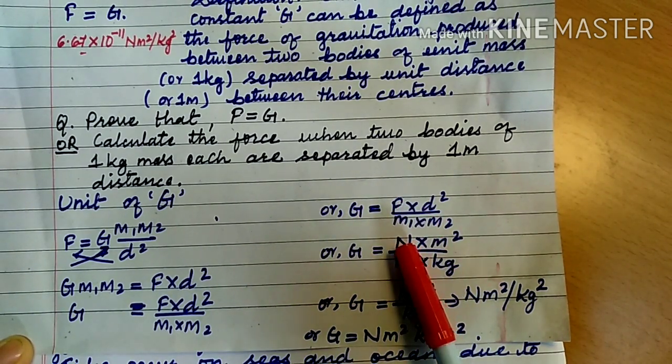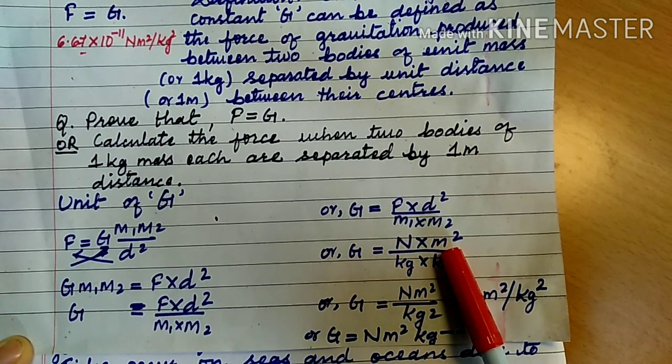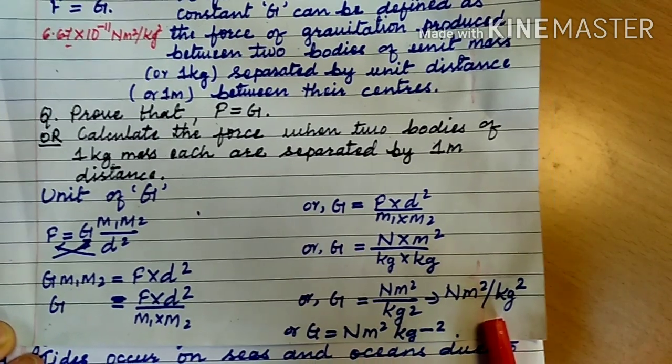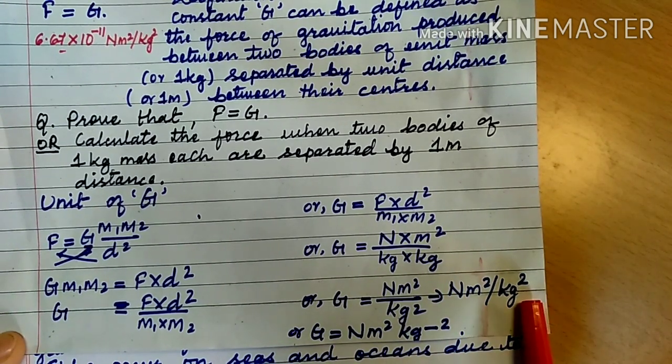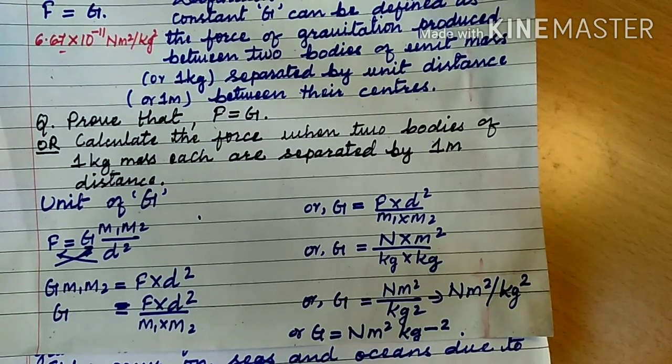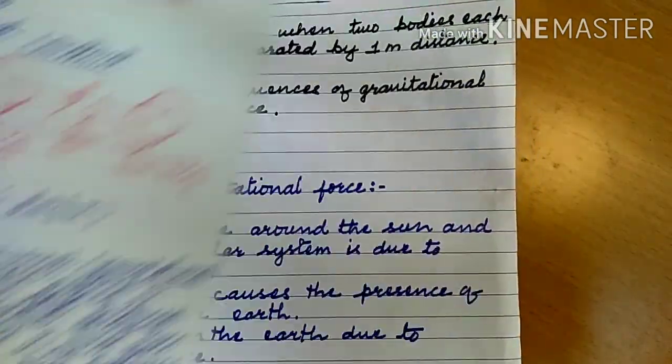Now force is measured in Newton, and distance is measured in meter, the SI unit. Mass is measured in kg, another mass is measured in kg. So the unit is Newton meter square divided by kg square. It is written this way also, Newton meter square kg to the power minus 2. When it is made inverse, then the power becomes minus 2. Either this way or this way, this is the unit of G. Newton meter square per kg square is the unit of G.